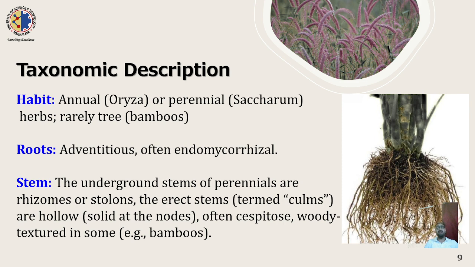Now if we talk about the stem of this family, the stem is mostly underground. Perennial plants have an underground stem, called rhizomes or stolon, and the erect stem is termed culms. Culms are the erect stem of the Poaceae family, and their stem is hollow, solid at nodes, and often caespitous, meaning the stems are very dense. Stem is woody in texture in bamboos only.